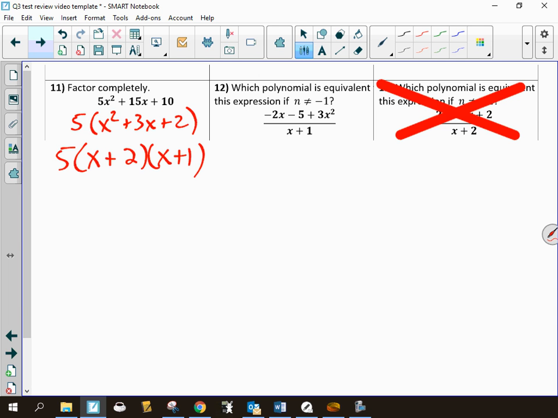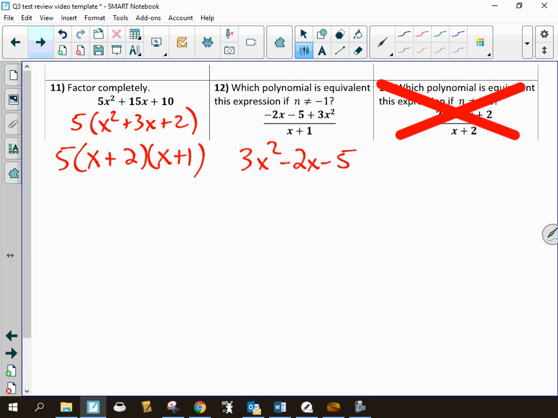All right, number 12 is a tricky one because the way you do this is by factoring the top. Factoring the top can be a little nasty. So first I'm going to factor the top. I'm going to rewrite them in the correct order.